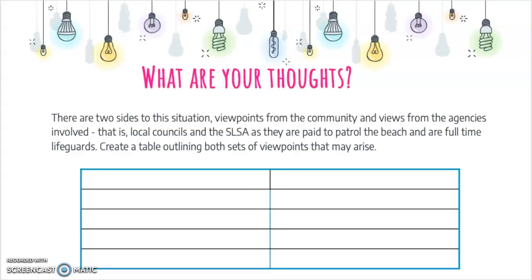Your second piece of due work for today is to consider the two sides to the situation. What do you think the opinion of the officials, the councils, the Surf Lifesaving Association, what would their opinion be about people breaking this social control? What would the individuals' opinions about this be? That they should be allowed to do what they want, they should be allowed to take their own risk, they should be allowed to do as they please. What are the two viewpoints that arise from this situation?